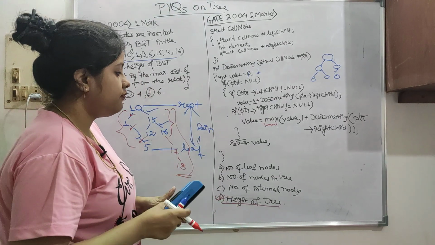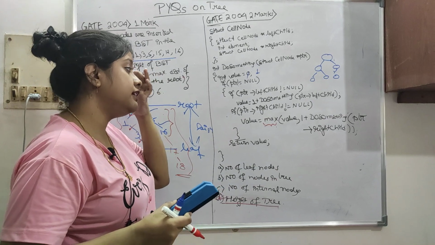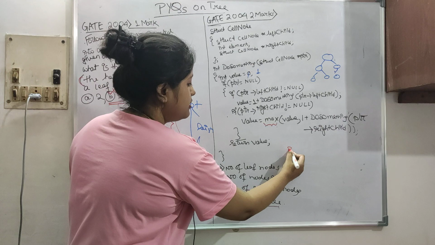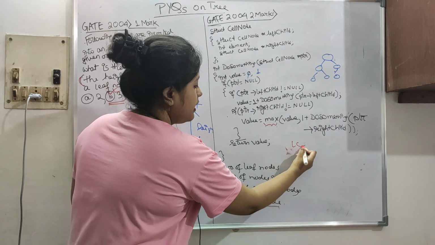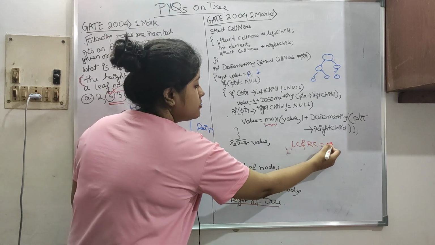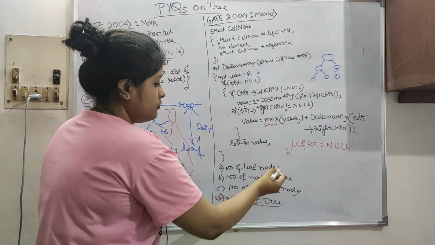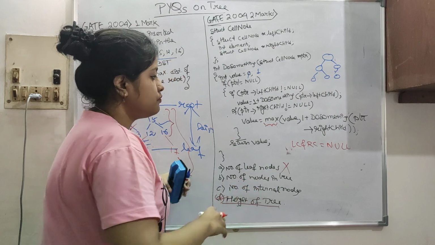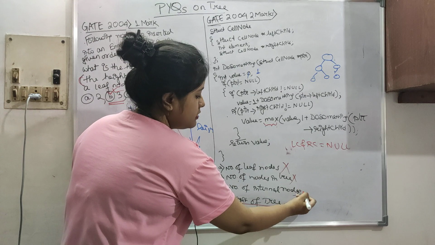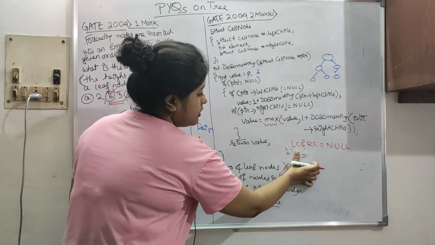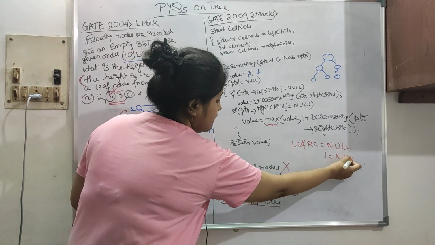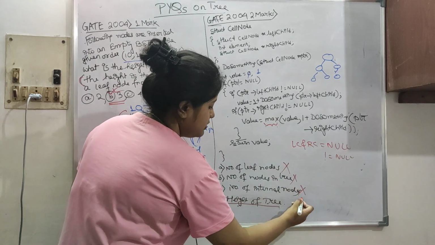Now, number of leaf nodes: what would be the recursion then? When the left child and right child are both equal to null, then we count leaf nodes. So this is not true. Number of nodes: we would count all the nodes. So this is also not true. Number of internal nodes: when a node has both left and right children not equal to null, it is our internal node. So this is also not true.